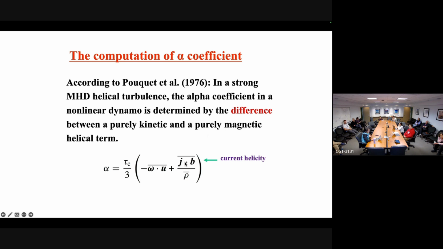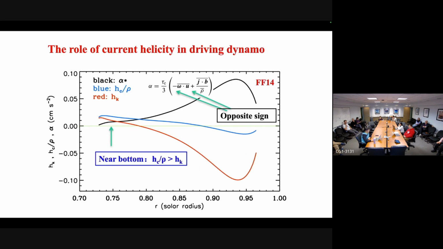This paper was published so long ago, but why did it not get much attention from the community? Because most people think that the second term, the current helicity term, is small in magnitude and not dominant. But because I have Yuhong's simulation data, I plotted out these two terms. You see here, the blue line is from the current helicity term, divided by rho, and the red line is the kinetic helicity term, like this one.